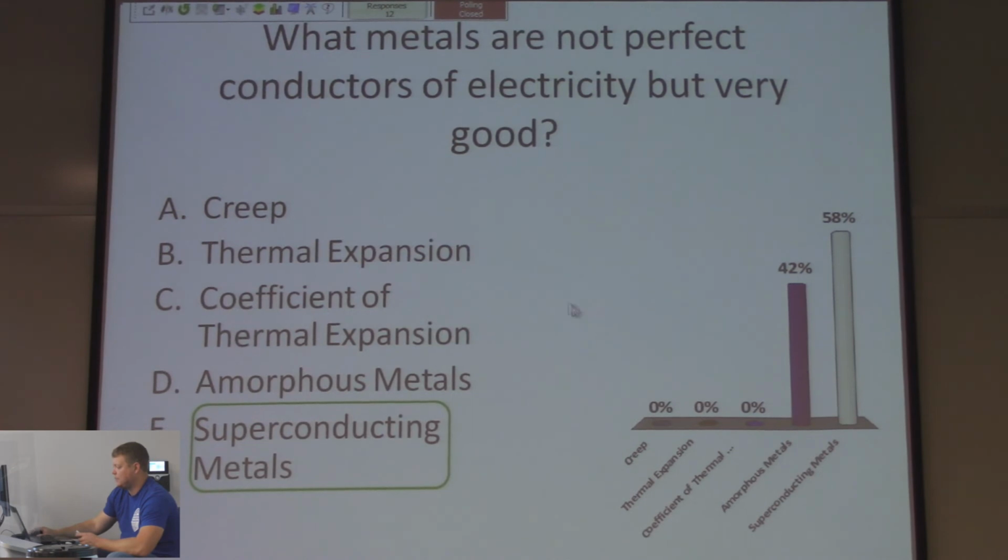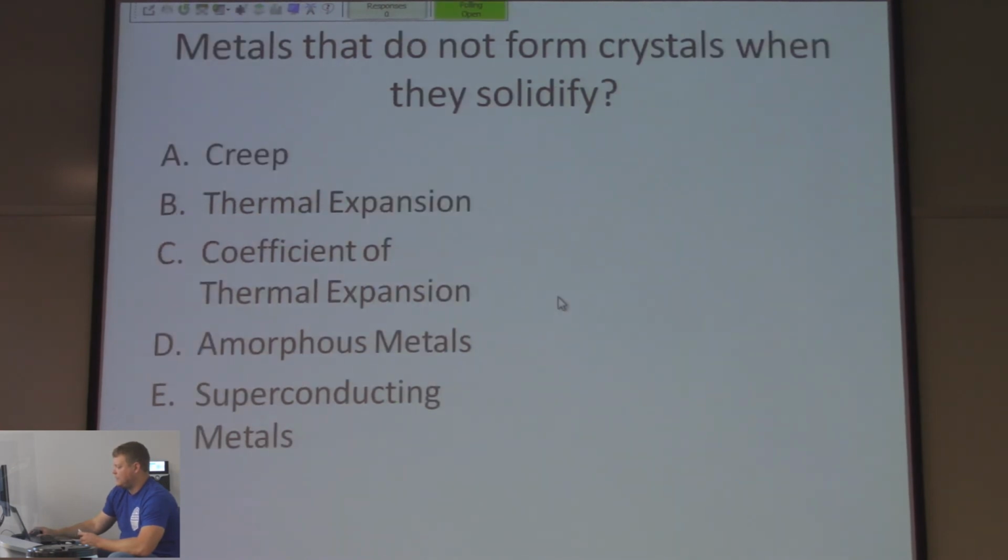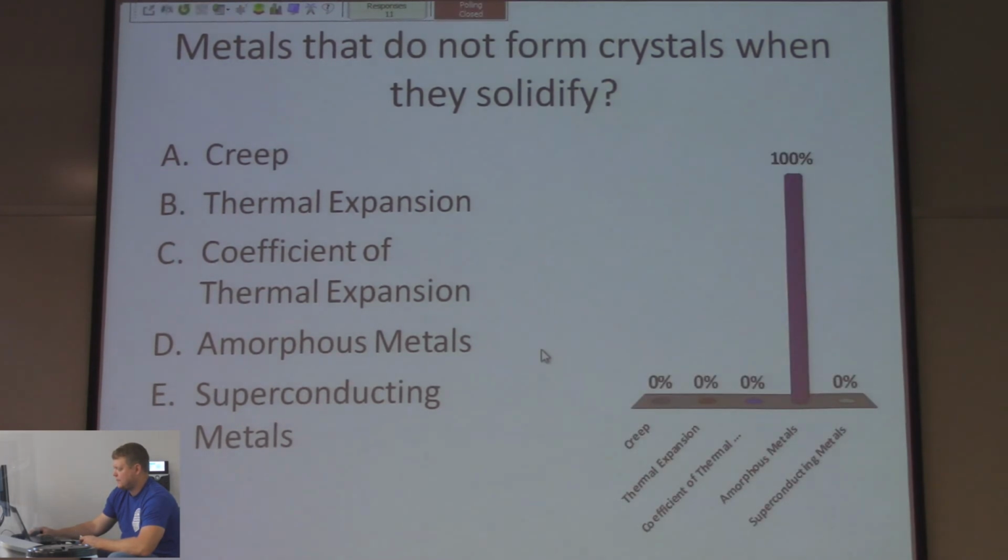Silver, copper, and aluminum. Metals that do not form crystals when they solidify. Oh, I thought it was... Creep, thermal expansion, coefficient of thermal expansion, amorphous metals, superconducting metals. Amorphous metals.